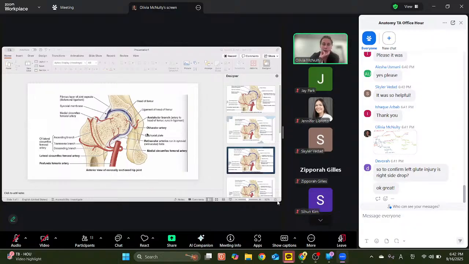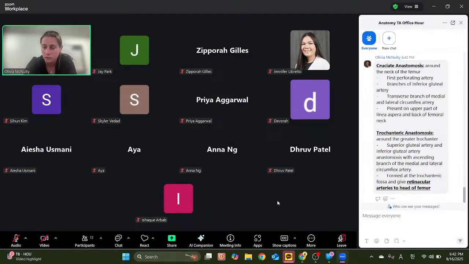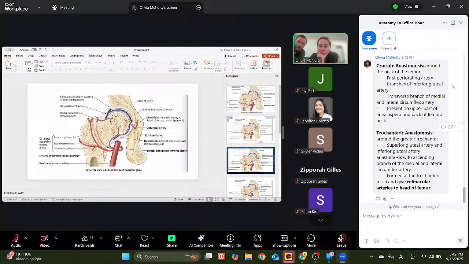When you think about it, you have the cruciate anastomosis. I'll type it in the chat so you can see it too. But when we come to this area of the femur, there are two big anastomoses that are important. Yeah, we're going over anastomoses here.